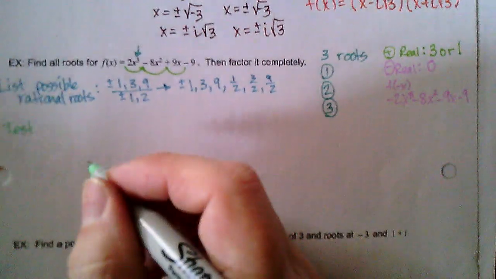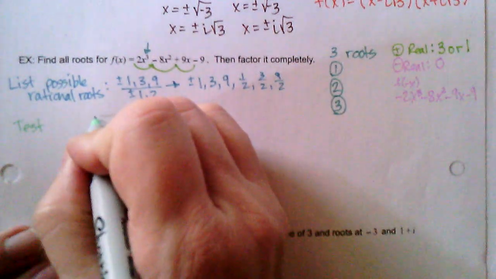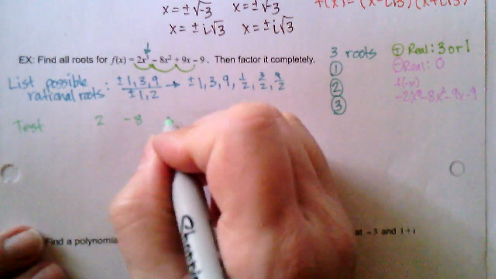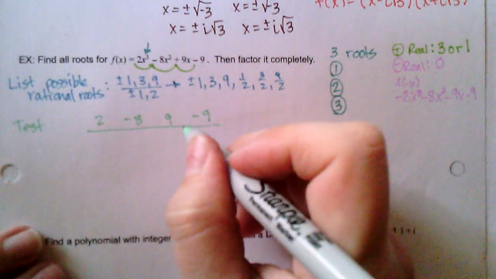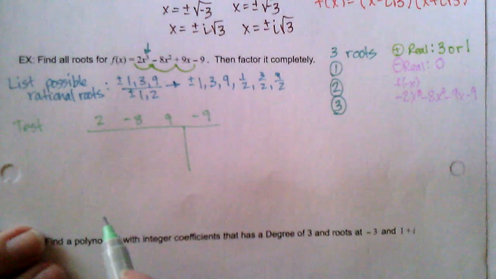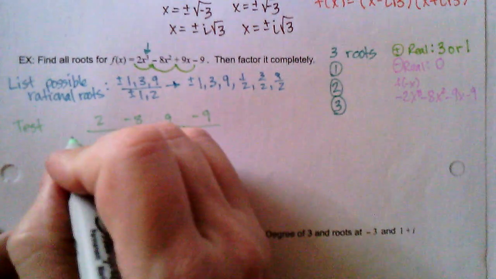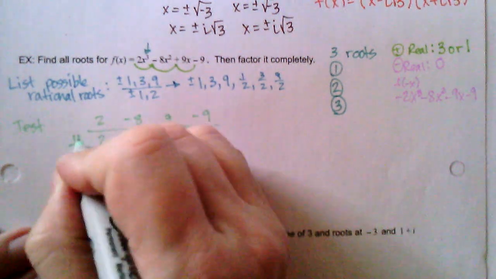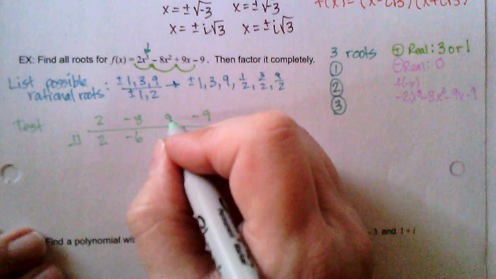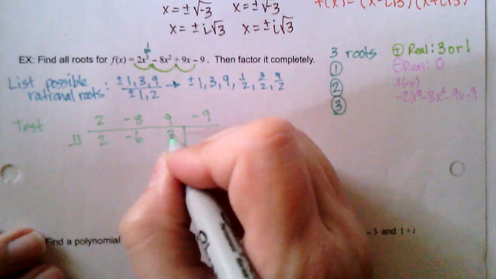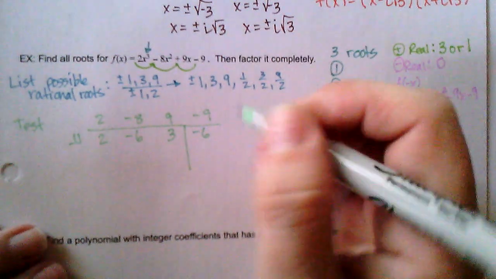So in my test step, I just use the coefficients. So 2, negative 8, 9, negative 9. I think I'll do my shortcut for synthetic division and only test positive numbers. So my first one is 1. Bring down the 2. 2 times 1 is 2, plus negative 8 is negative 6, times 1, negative 6. Plus 9 would be 3, times 1 is 3, plus negative 9 is negative 6. So that is not a root.